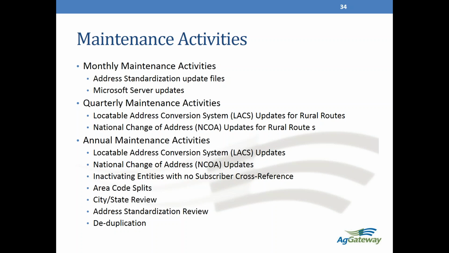Annually, we also do the LACS and NCOA, but we have some other maintenance activities that occur as well. One of those is an address standardization review. We take all the entities in the database and we standardize them with the USPS. And then we'll do an annual deduplication, and we'll analyze that to make sure that we are in sync with the latest rules that we have in play. This year, our annual deduplication will occur in the February timeframe, and the rest of our annual maintenance activities will occur this weekend.